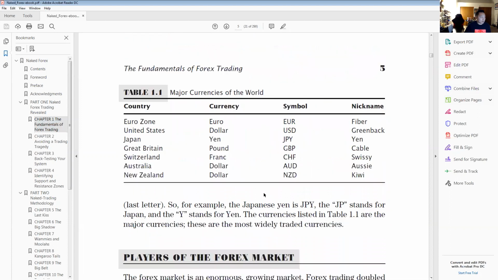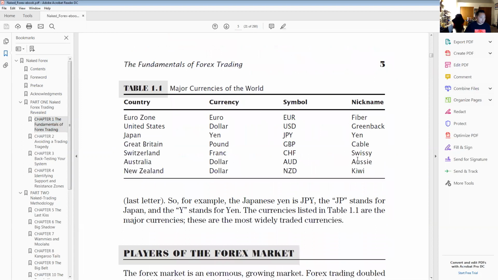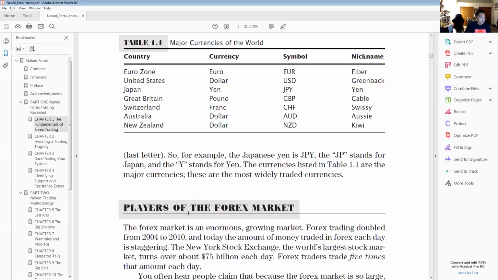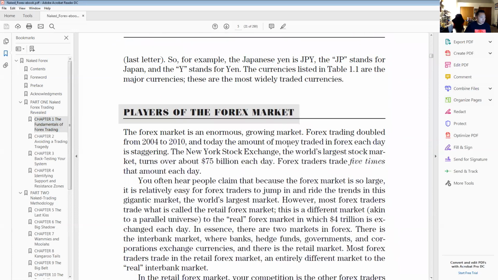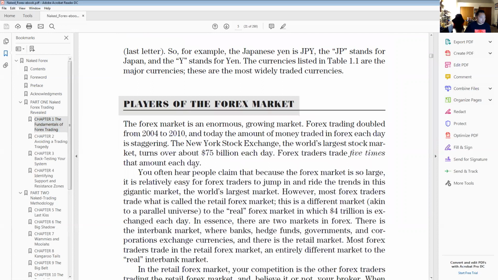Hold on, let's see. You talk about the major currencies right here. This is their nickname. I don't care about that. Players of the forex market. I mean, that is crazy, right?